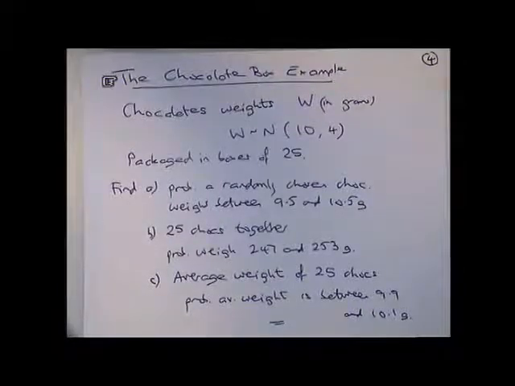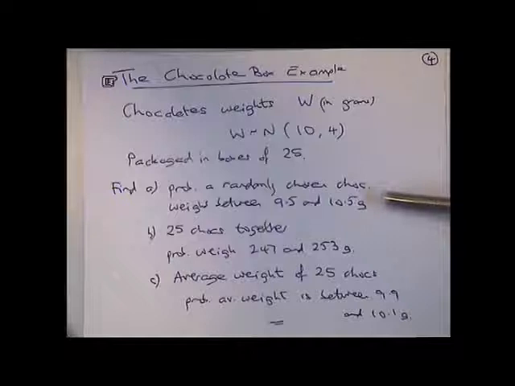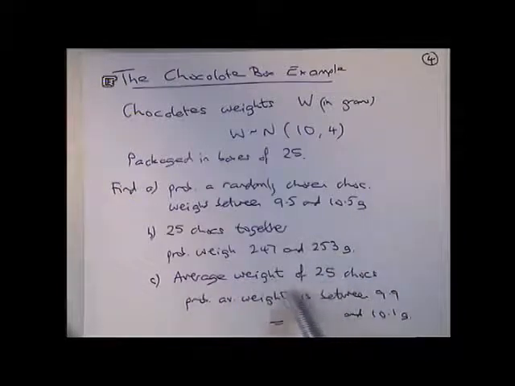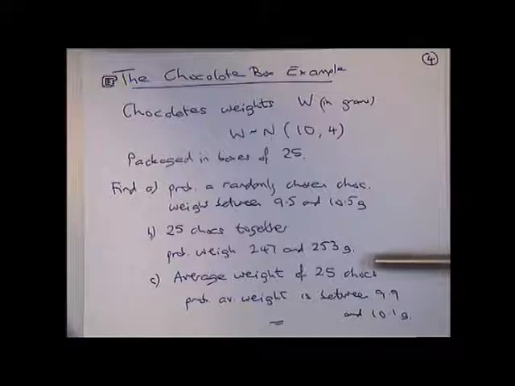So I'm going to pause the video there to give you a chance to make sure you've got all that written down. Someone's just asked a question about the differences between all of these. The first one is just picking a single chocolate and looking at its weight. The one down here is picking the 25 chocolates that make a box, finding the average weight of those 25 chocolates and seeing if that average is between these two values. The middle one is summing things together. Those are the 3 possible scenarios that we can get.